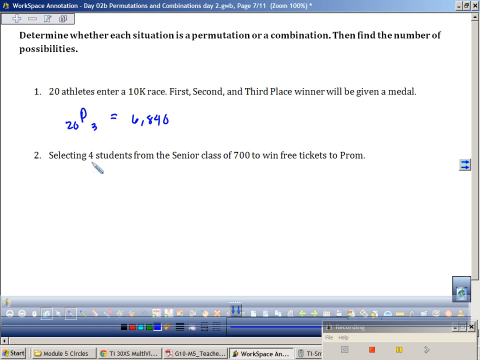Selecting 4 students from the senior class of 700. Well, that's a group of students, and we're choosing 4. So that's 700 combination 4. And you should have got 9,918,641,075.